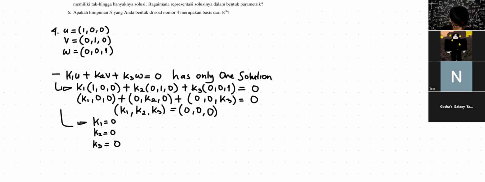Okay, for question one, the only solution of this system of linear equations is the trivial solution: k1 equals 0, k2 equals 0, and k3 equals 0. Since the only linear combination yielding the zero vector is the trivial one, the set of U, V, and W is linearly independent.